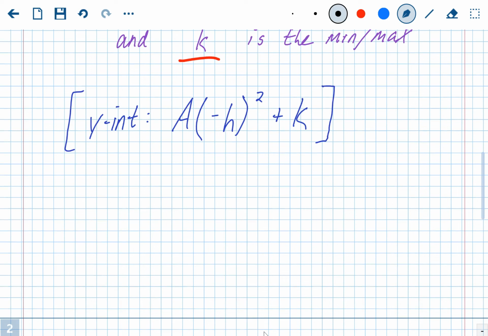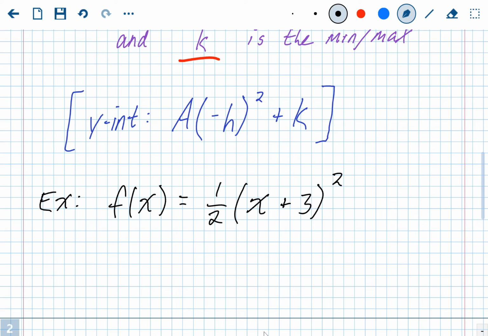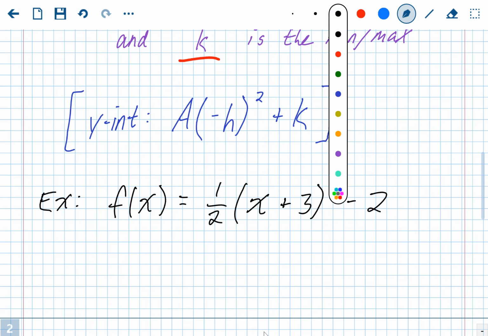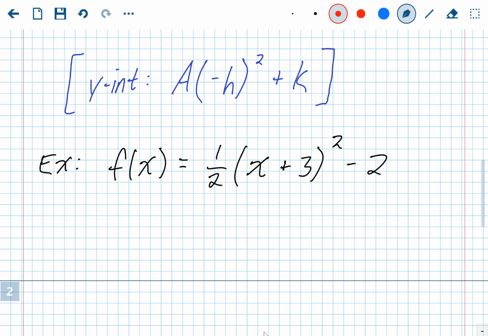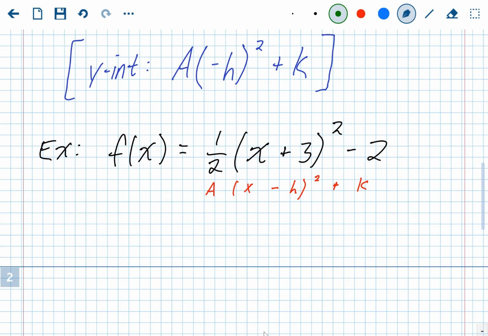All right, let's do an example. Let's say our function is f of x equals 1/2 times x plus 3 squared minus 2. Okay. Now again, remember our form. Our form is a times x minus h squared plus k. So with that said, what are our a value, our h value, and our k value?